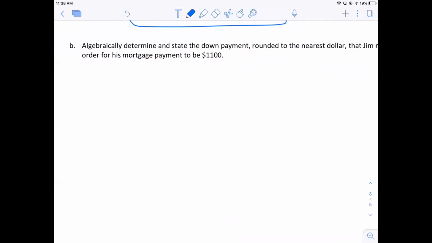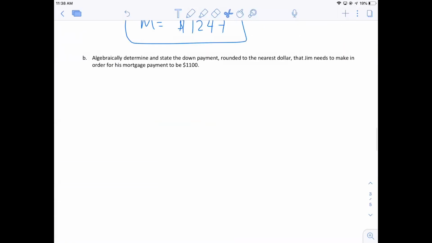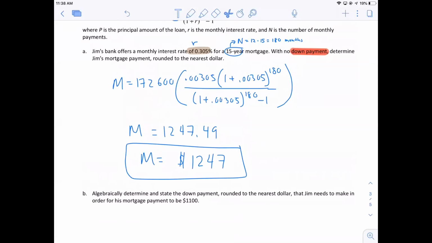All right, so here's the harder part of the question. Algebraically determine and state the down payment rounded to the nearest dollar that Jim needs to make in order for his mortgage to be $1,100. All right, I'm going to copy and paste all of this.